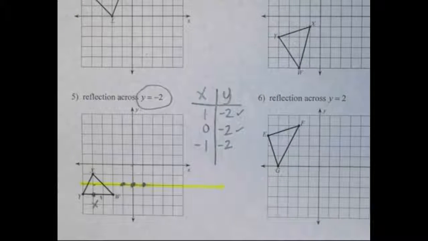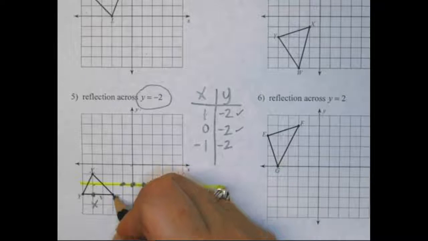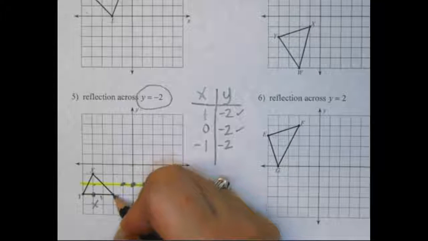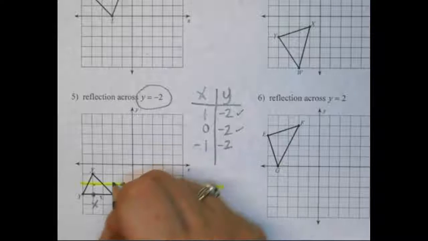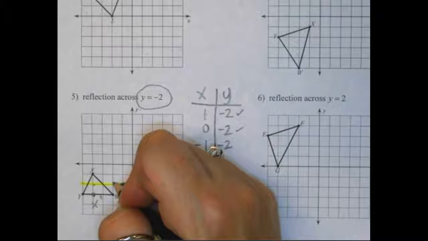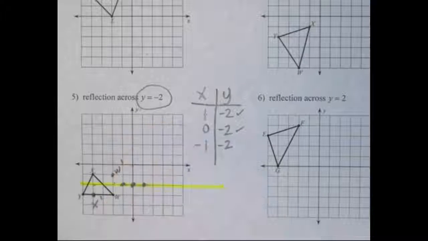We're on number 5. Okay, so for W, do I have to go left, right, up, or down? I have to go up. I have to go up 1. And then to reflect it, I continue in that same direction up 1 more. And that gives me my W prime.